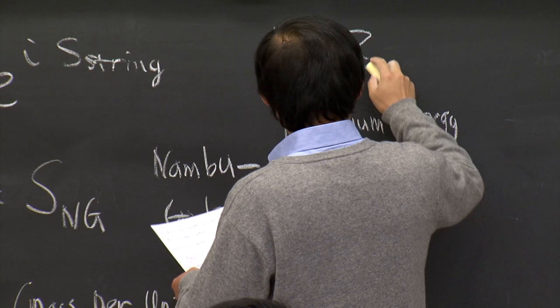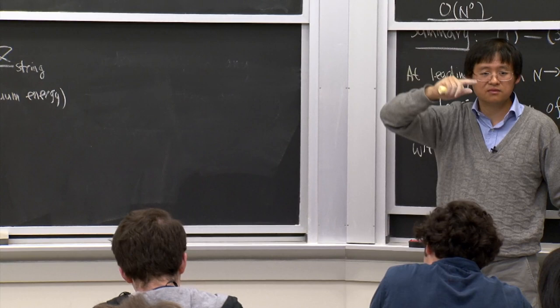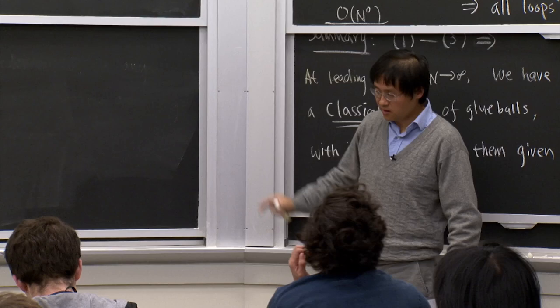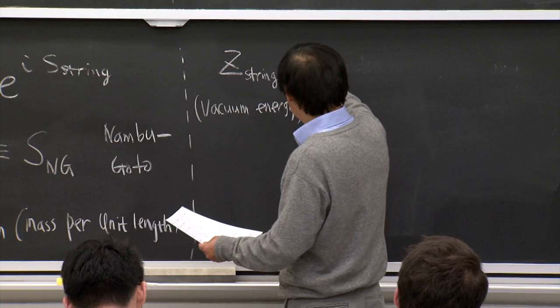Okay, so let me call this string. If I remember, when we talked about large N gauge theories, if you want to calculate the vacuum energy, you sum over all possible vacuum diagrams, et cetera. But suppose we want to calculate the vacuum energy in string theory. Then you do a similar thing.